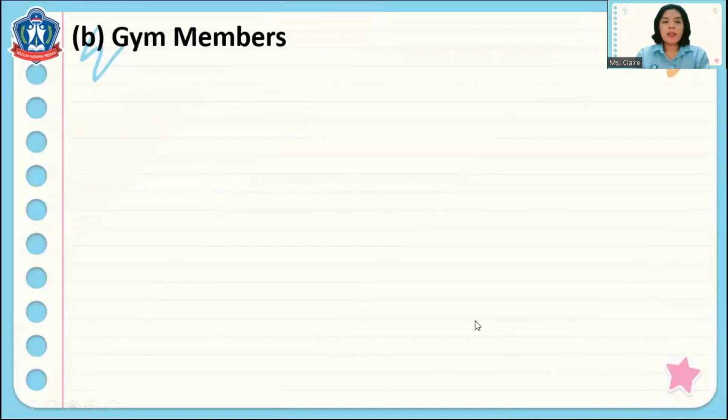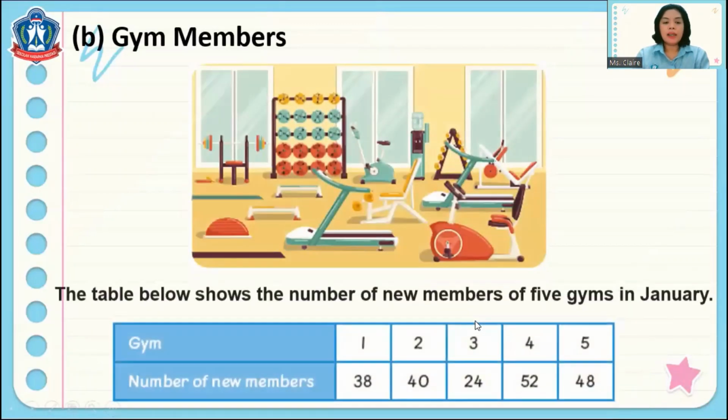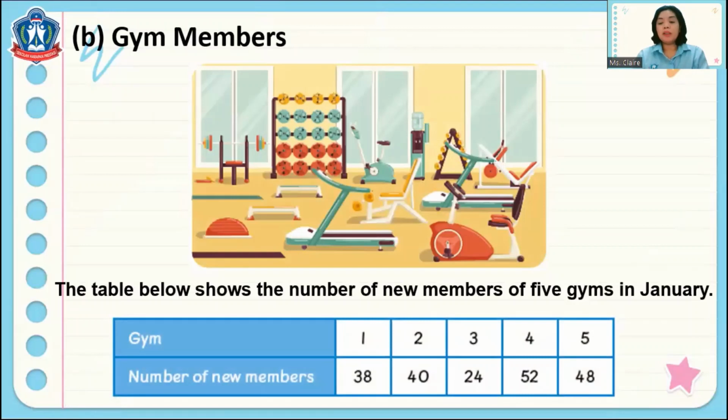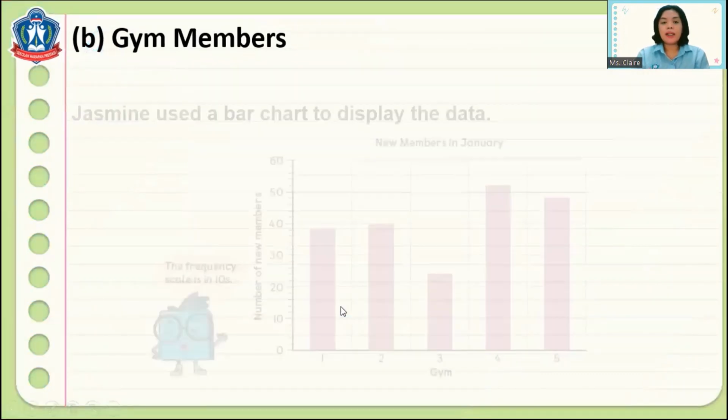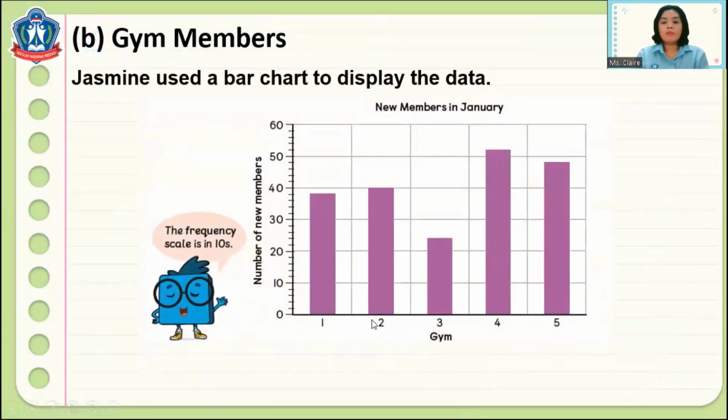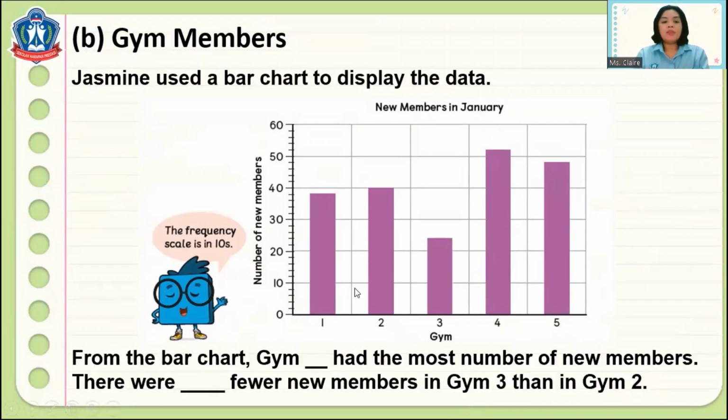I have here another problem. Look at this table. It shows the number of new members of 5 gyms in January. So we can represent this using a bar chart like this. We have gym 1, 2, 3, 4, and 5, and the frequency scale is in tens. You can also use fives, it's up to you. From the bar chart, gym 4 has the most number of new members because it's the tallest.